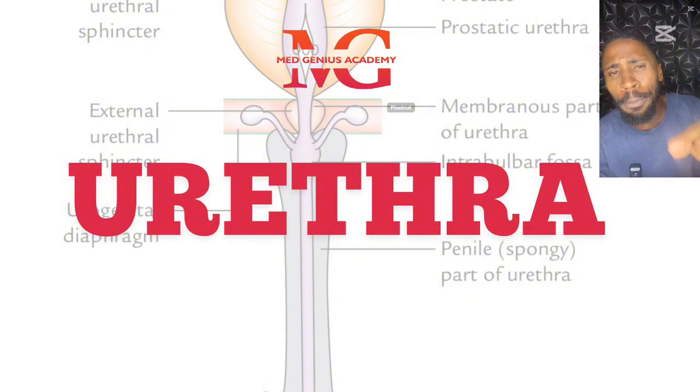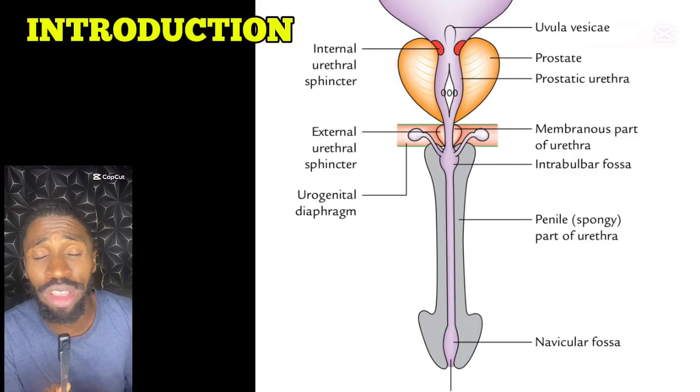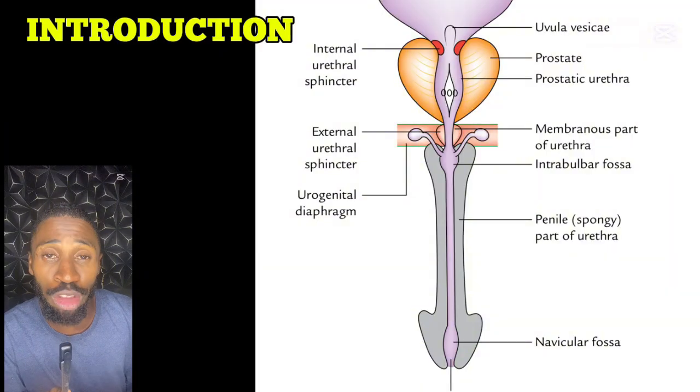Now let us jump into the video and explain in detail the anatomy of the urethra. So anatomically, what is the urethra? Very easy. The urethra is a fibromuscular tubular passage that transports urine from the bladder to the exterior. So don't forget, it transports urine from the bladder to the exterior during what? Urination.